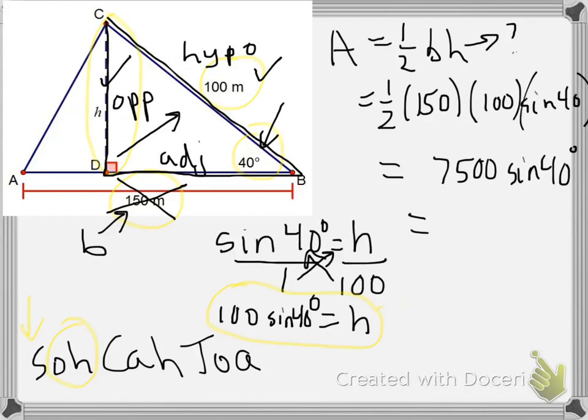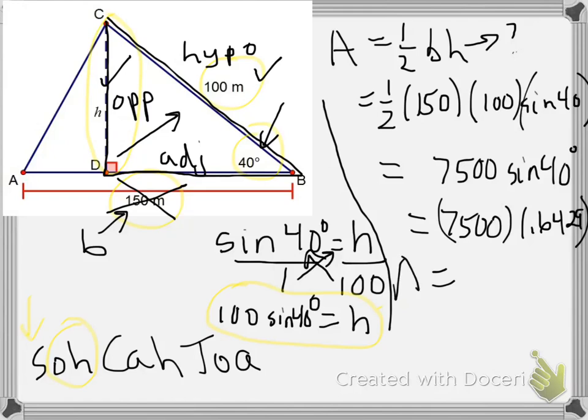When I multiply that out, I get 7,500 times 0.6429 approximately, and then I'll multiply that by 7,500, and I'll get the area is 4,821 square meters, and we've solved the problem. There's our area.